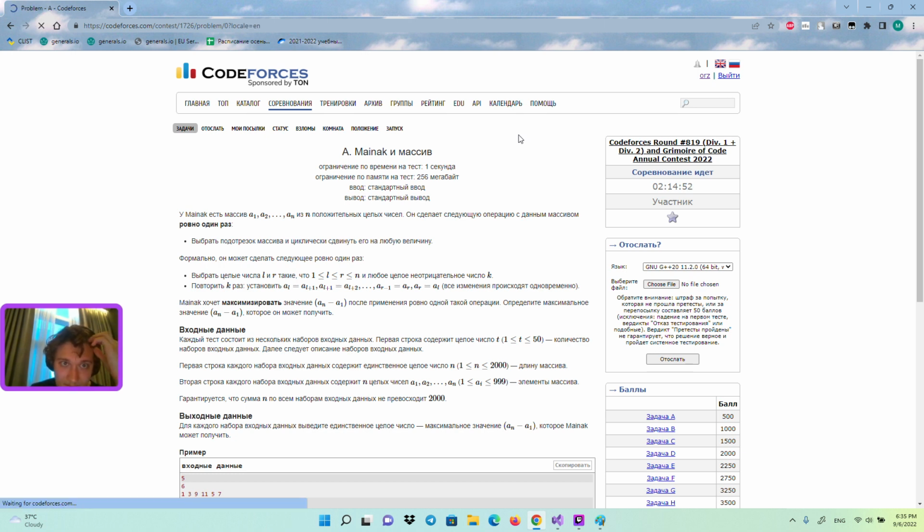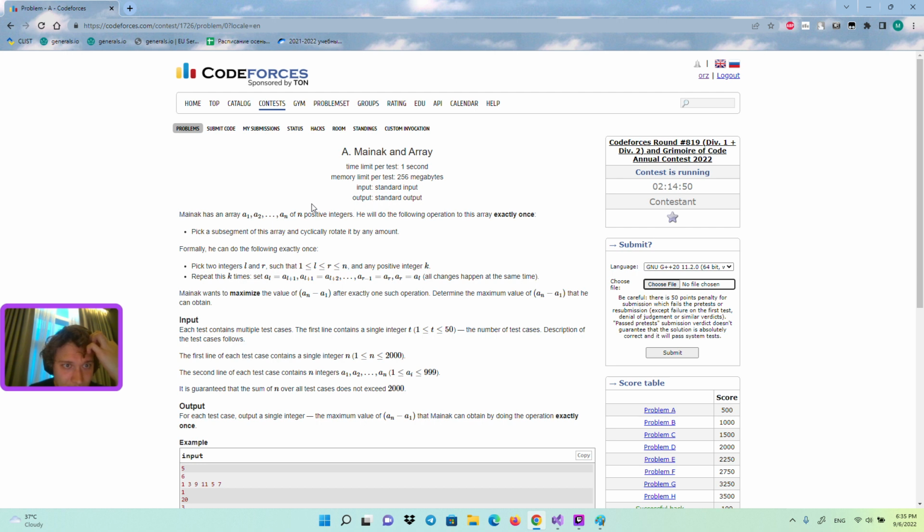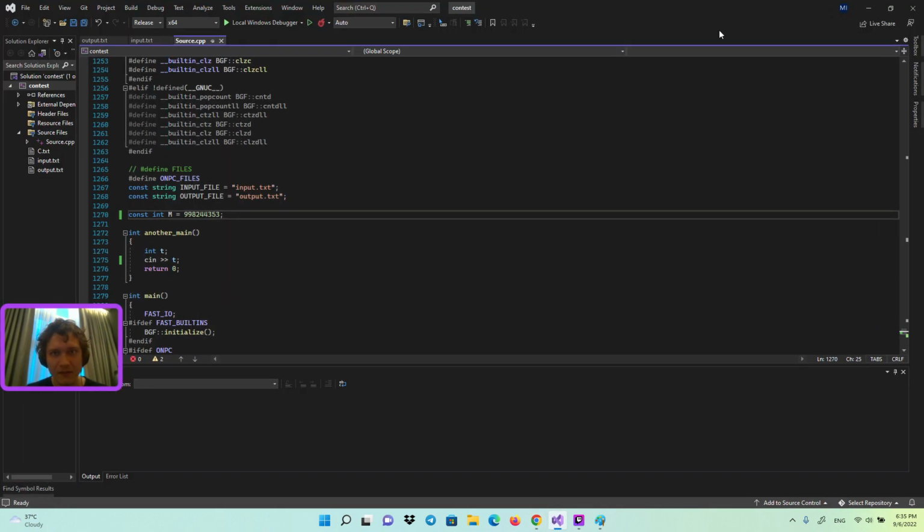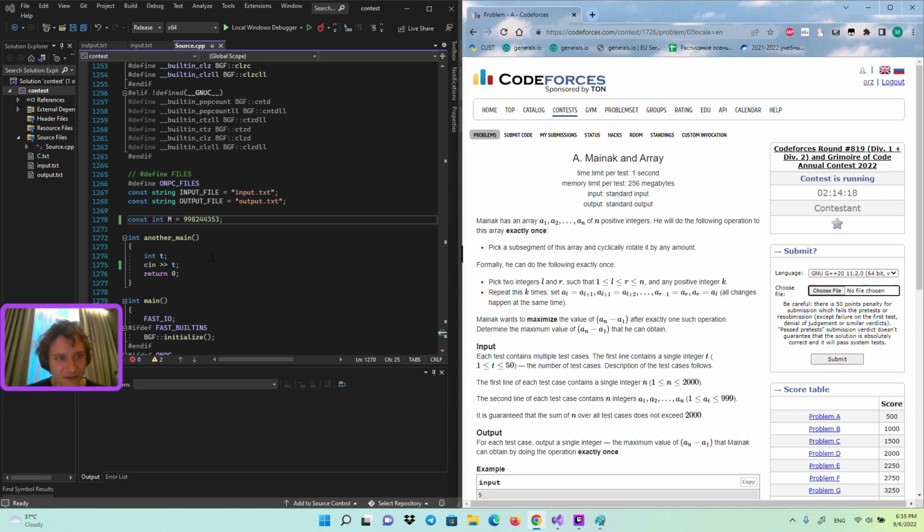Maniac has an array of positive integers. Pick a subsegment of this array and cyclically rotate it by any amount. Maniac wants to maximize the value of a_n minus a_1 after exactly one such operation. So what he can do, he can rotate the whole array, or he can rotate everything but one element. So it's an easy problem actually.